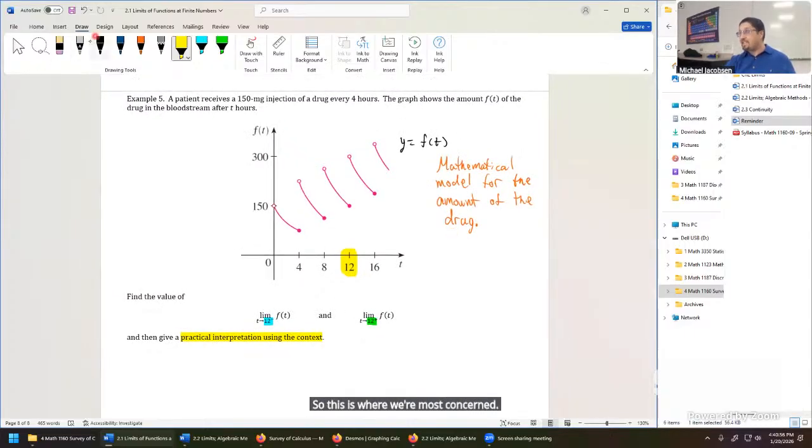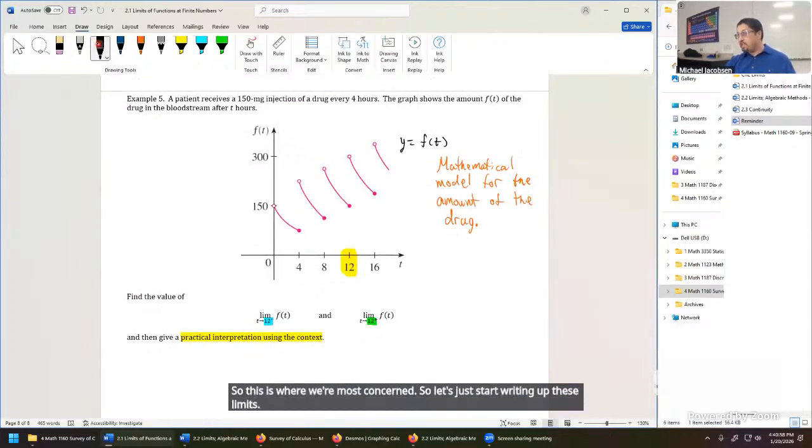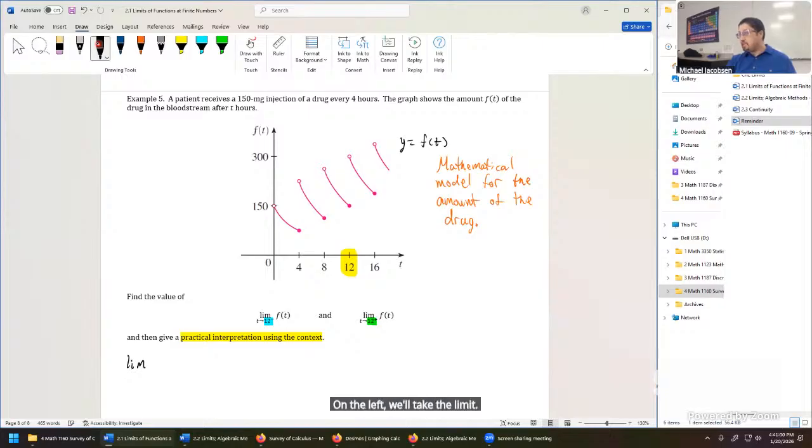So let's just start writing out these limits. On the left, we'll take the limit as time gets closer and closer to 12 hours from the left for the function f of t. Haley says, so the limit as t goes to 12 from the left equals 150, and the limit as t goes to 12 from the right equals 300. Yeah, absolutely. That's pretty much what the value for both of these limits are going to be.